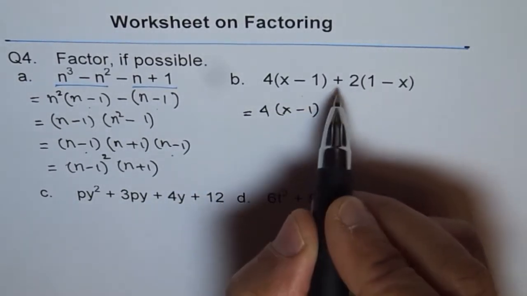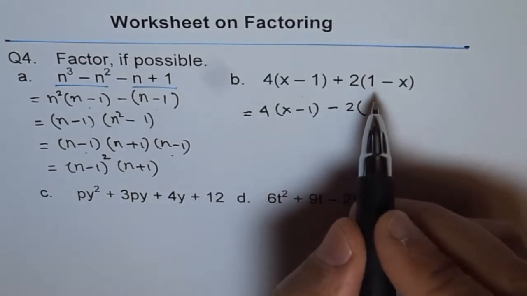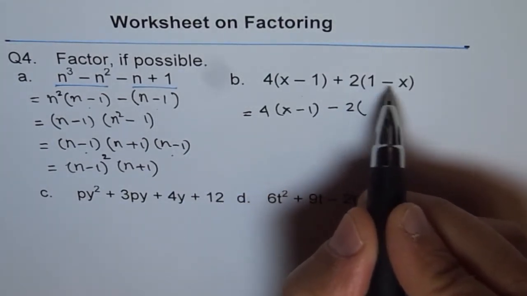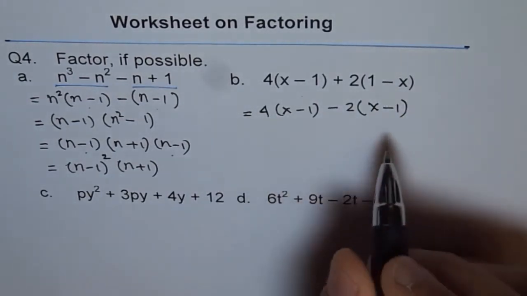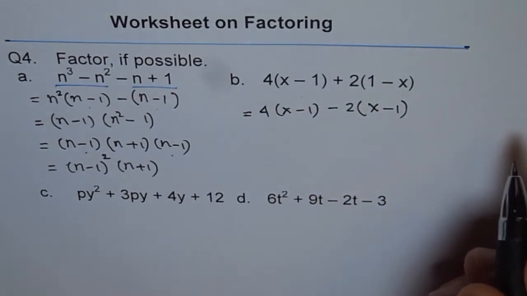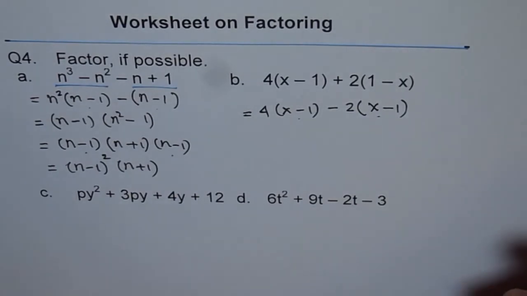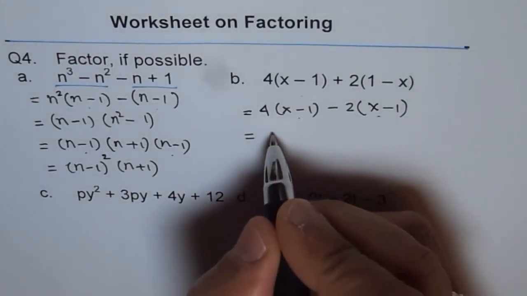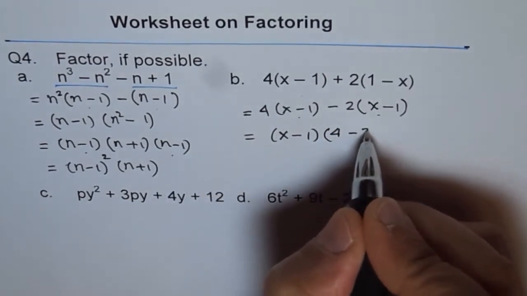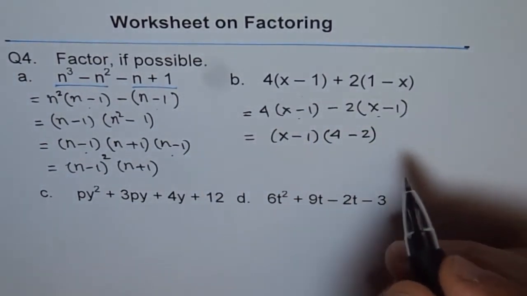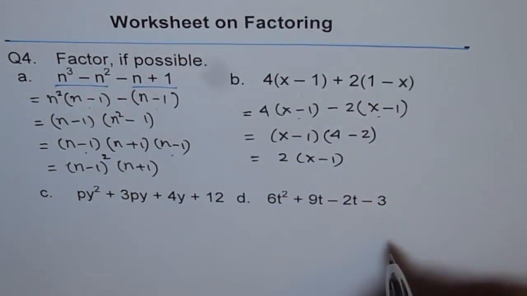So let's rewrite this so that we can really see the common factor, right? So what I'll do is I'll make it minus outside. If I make it minus outside, the inside terms, this becomes minus 1 and that becomes plus x, which I can write as x minus 1, correct? This is an equivalent expression. But now you can see that x minus 1 is a common factor. So let's factor that out. So we get what? X minus 1, and here you're left with 4 minus 2. 4 minus 2 is 2. So it's better to write 2 times x minus 1 as our answer, right?